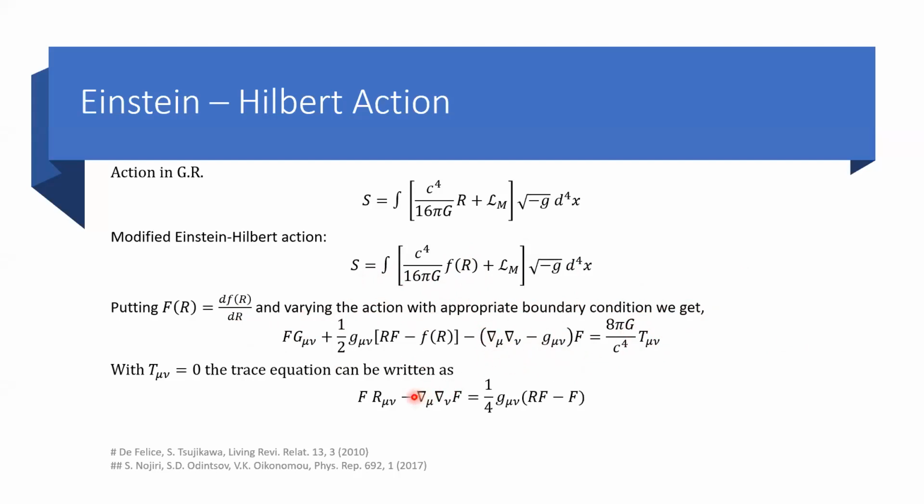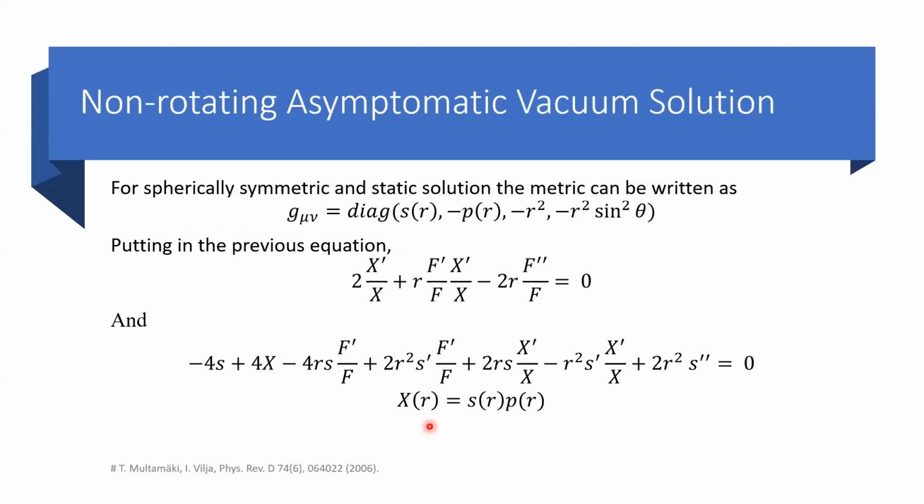Now, to find the vacuum solution, we will put T_mu nu equal to 0, so the RHS will become 0. And from the trace equation, this equation can be found. The detailed calculations are present in these two papers mentioned here. You can go and look at them if you want.